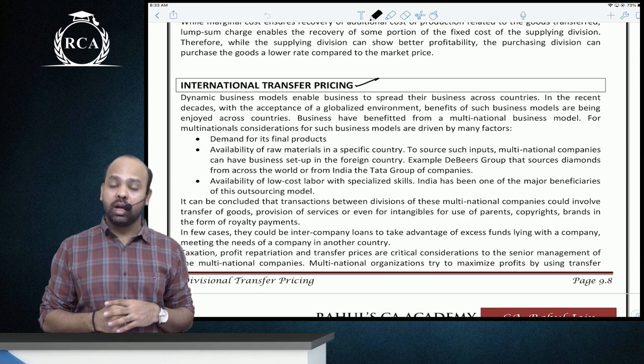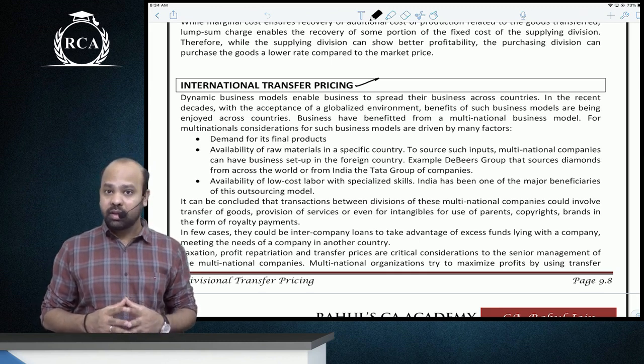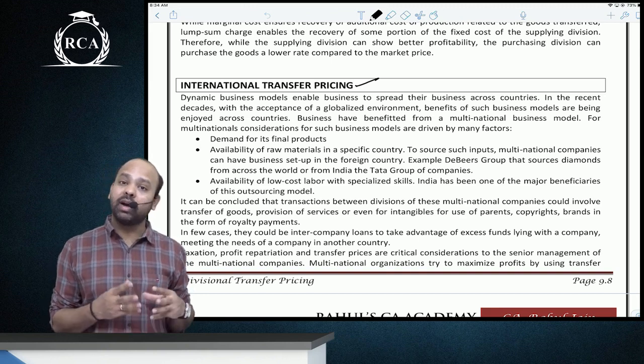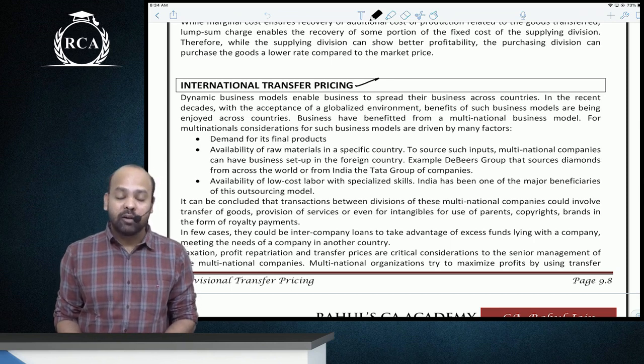Yes, sir. There is a lot of difference here. That is the reason why these US operations would want to have their backend operations in India.